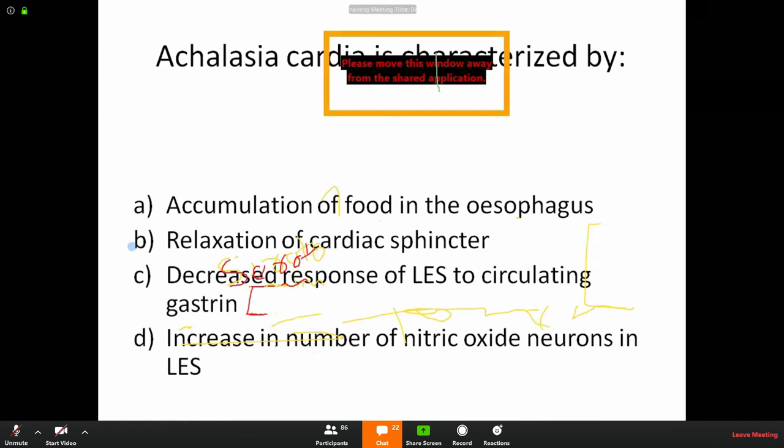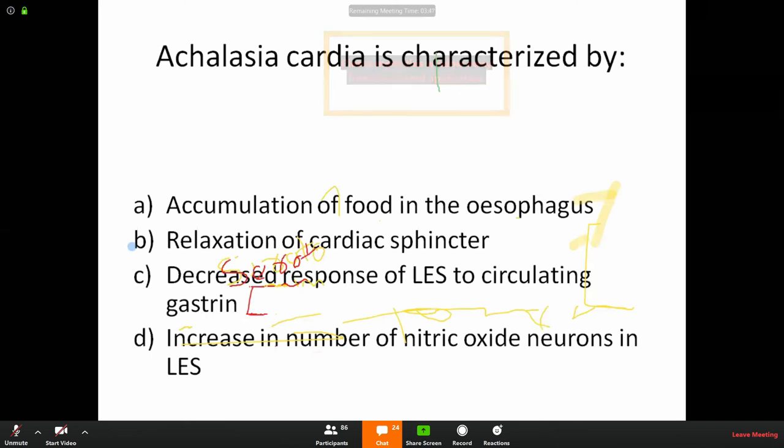Achalasia cardia is characterized by accumulation of food in the esophagus. Cardiac sphincter is responsible for the lower esophageal sphincter resting tone, with a decrease in the amount of nitric oxide. A is the correct answer. Accumulation of the food in the esophagus.